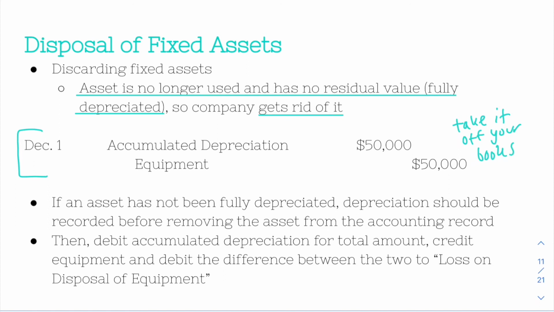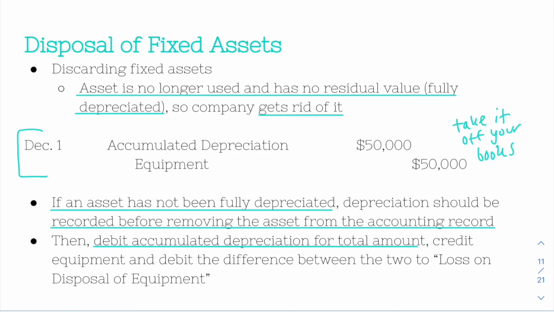It's important to note that if the asset has not been fully depreciated, you need to record depreciation first before removing the asset from the accounting record. After you record the depreciation, then you do the following. You're going to still debit accumulated depreciation for the total amount because you want to get it off your books. You are going to, again, credit equipment or machinery or whatever it is.